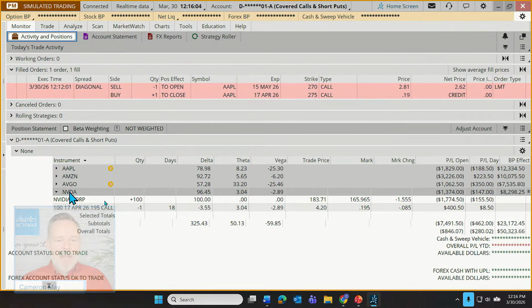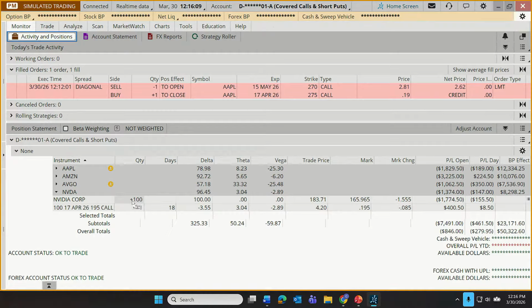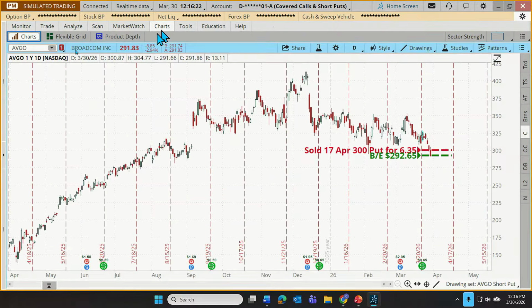But finally, we have NVIDIA. NVIDIA, I think we're going to probably need to roll this as well if we decide to keep it. We own 100 shares. We've sold the April 17th 195 call and collected $420. We could probably close that out for somewhere around 20 cents today. But let's go see the history of NVIDIA.